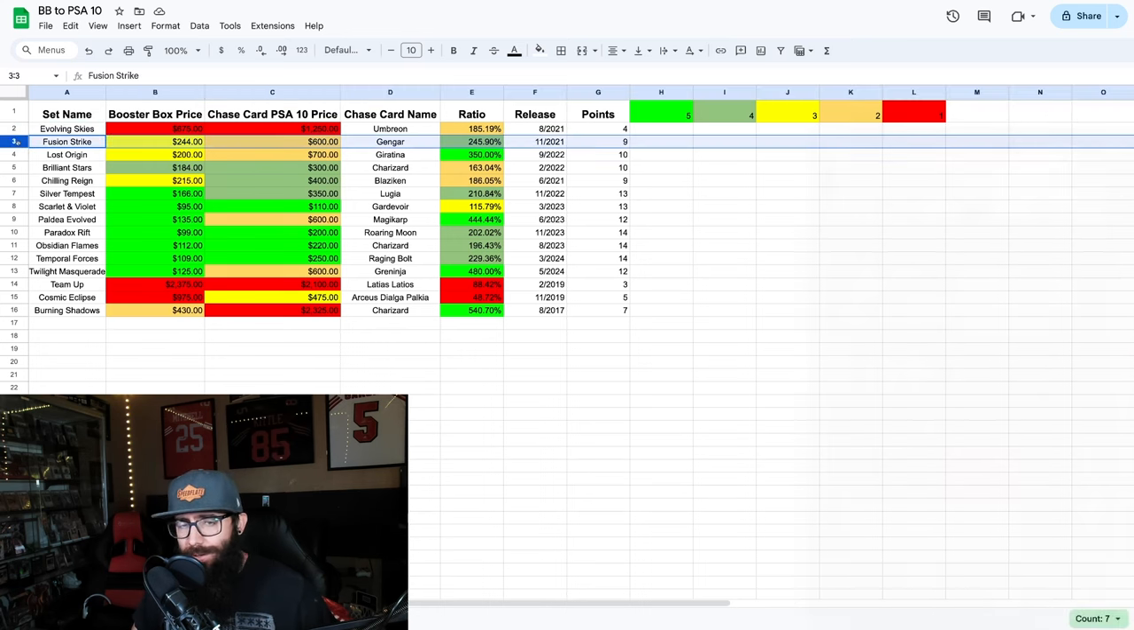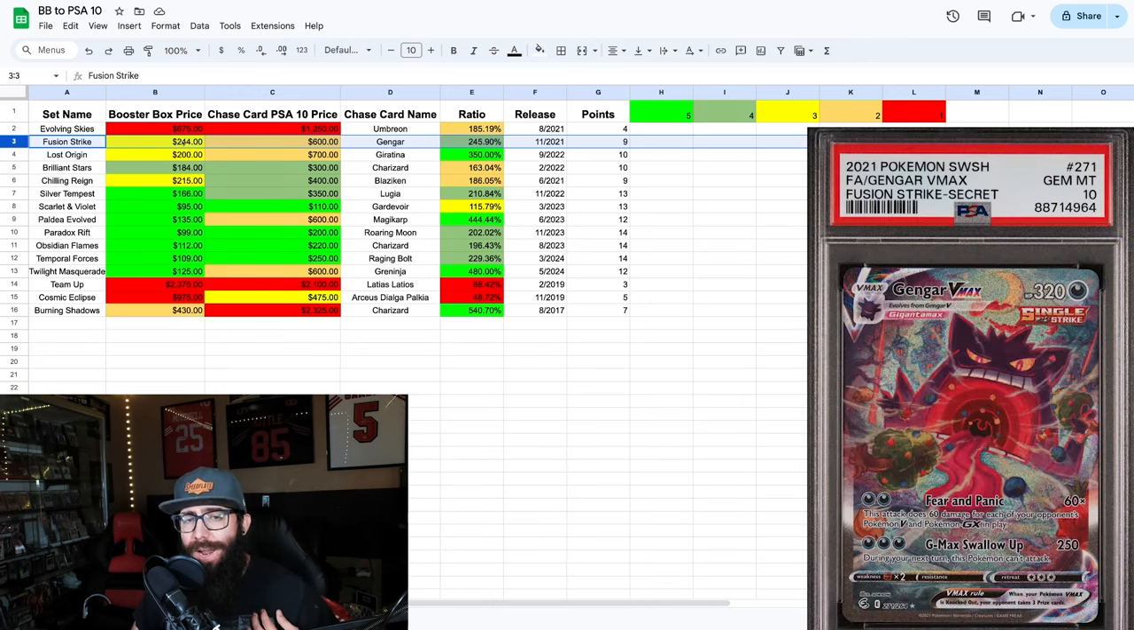Next up, Fusion Strike, another great set. Not nearly as expensive. We got in the yellow here, $244 a box currently, and the Gengar, beautiful card, $600. And now, as you can see, what this does for that percentage-wise is that it's a darker green. So this is our first one that's in the 9 points.